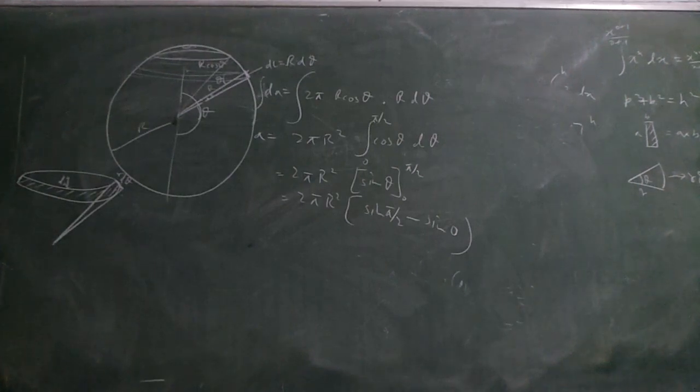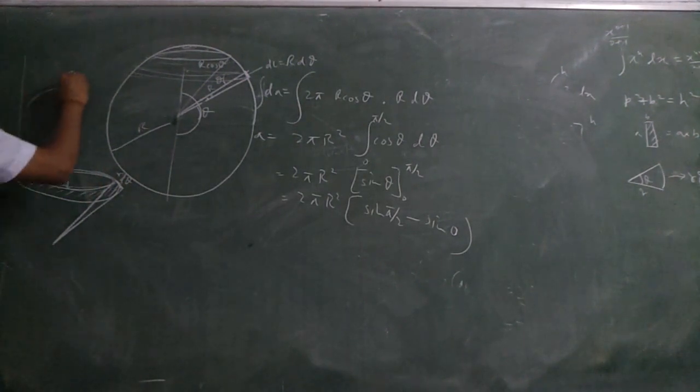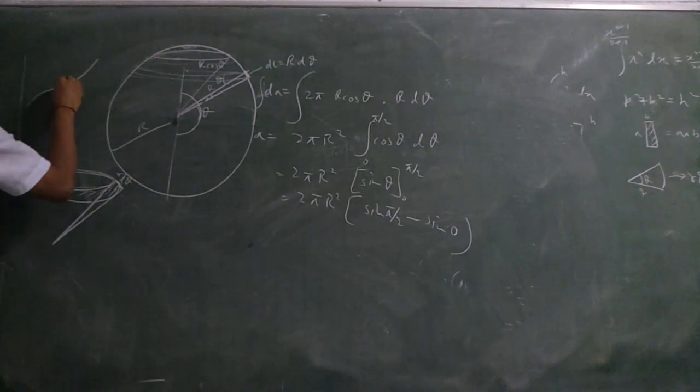Next is to get this rim length. If I get the length of this rim, then that into that will be the area. The lower rim length is a little larger than the upper rim length, but that doesn't matter, because the thickness d theta is very small. Ignoring this is the same as ignoring the small area left on the top.